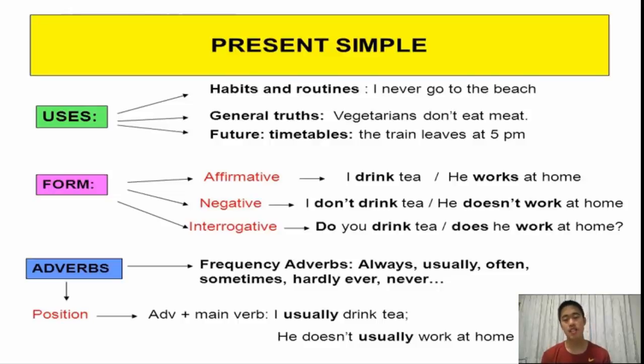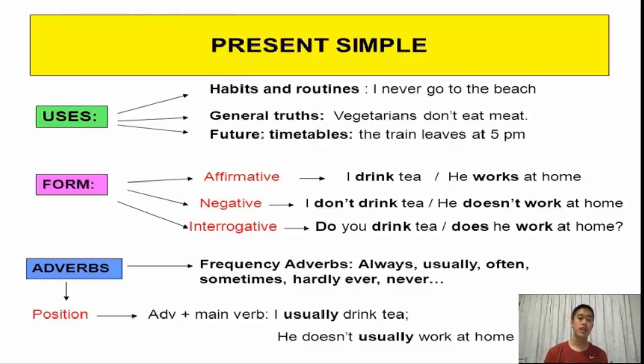Same goes with that second example. If I was to say, I work at home, notice there's no S. But he or she works at home, there is an S. That's for affirmative. Now with negative, I don't drink tea. He doesn't drink tea. Notice that there is no S for the negative for either first person or third person, but the do verb changes. I don't drink tea. He doesn't drink tea.